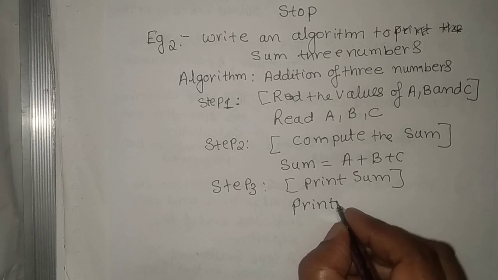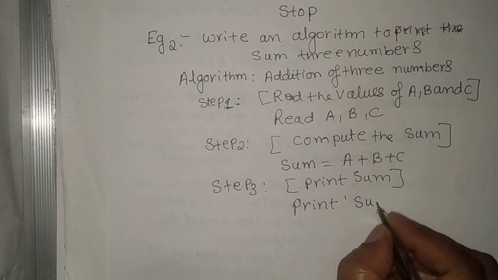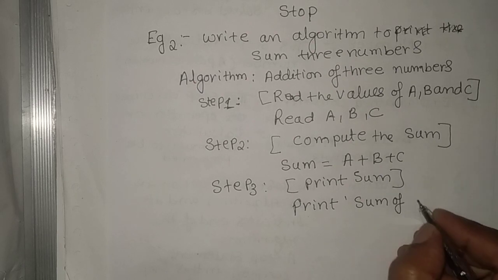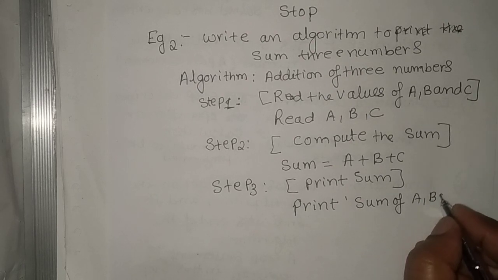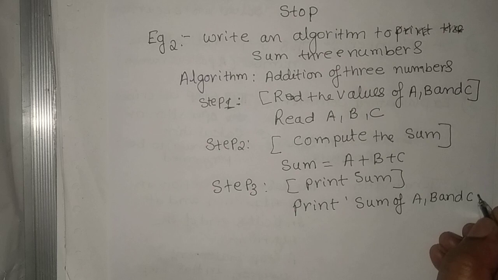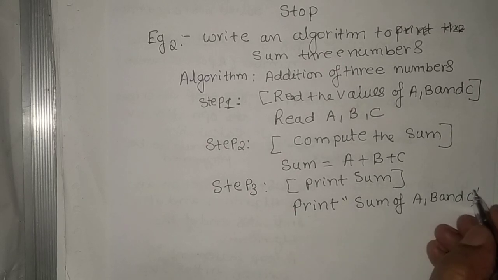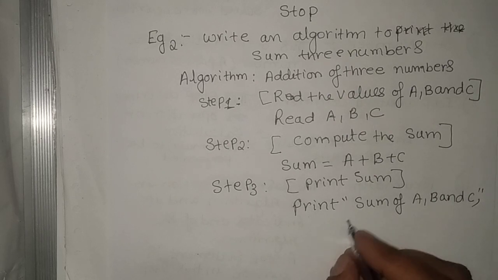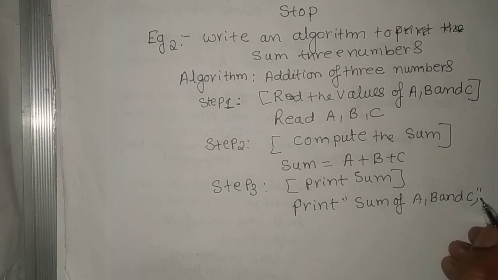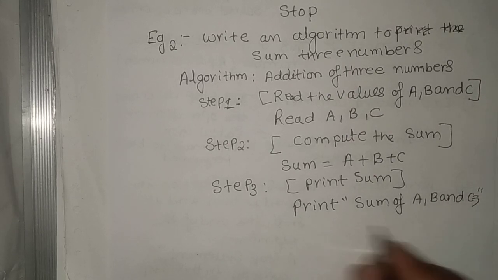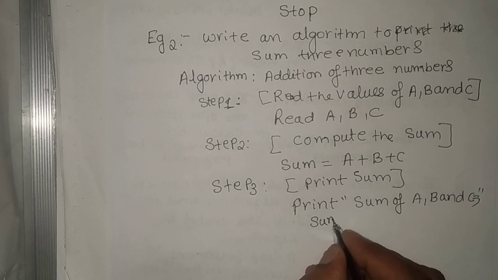So within quotes we can write sum of A, B and C equal to. So we'll write equals here, equal to, comma, then we have to write sum.